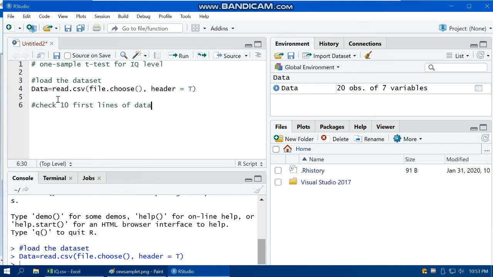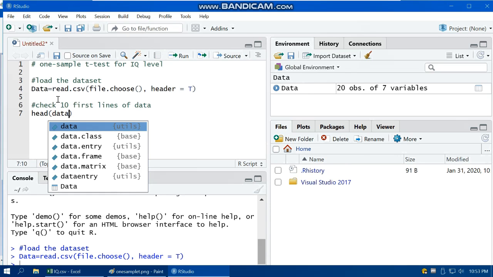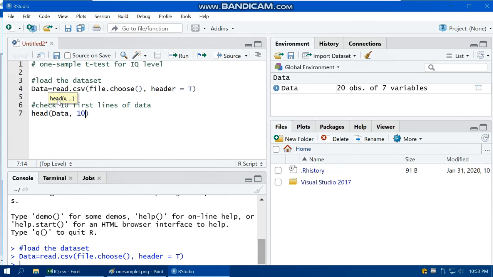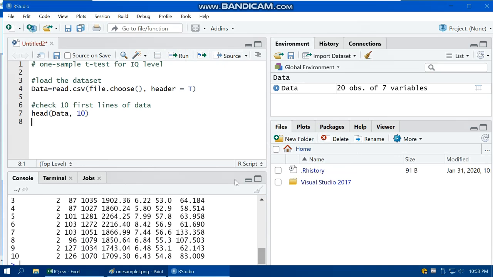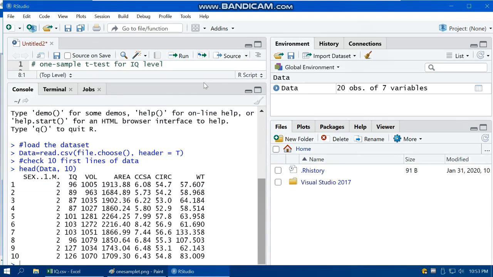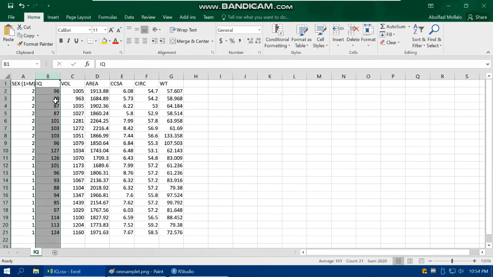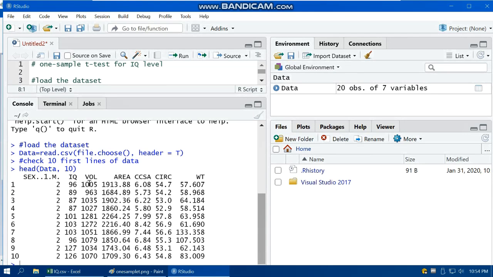First lines of data using the head command, head of data, and then 10. So these are the first 10 lines of the data. Okay, so IQ, and this is gender. 1 shows male and 2 shows female. So here you can also see that we have 1 equals male and some of them are female, and we have IQ, we have volume, area, and other attributes.